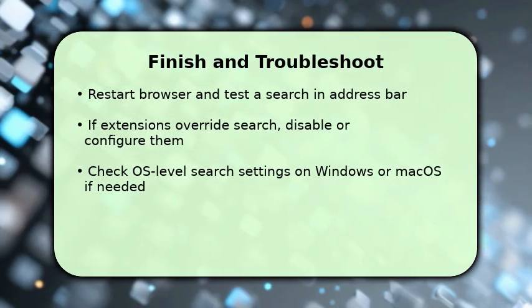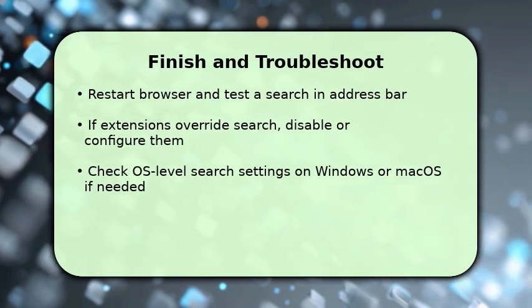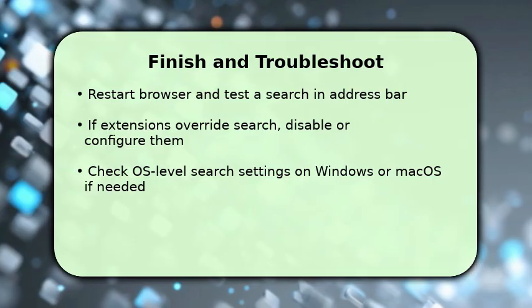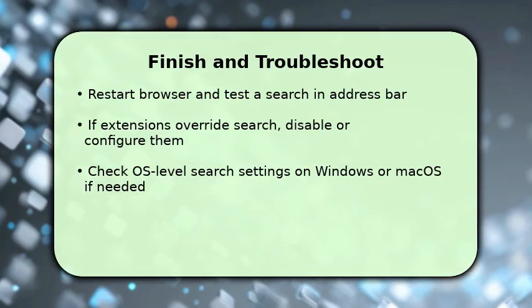Finish by restarting the browser and typing a query in the address bar to confirm Bing responds. You should see Bing search results immediately. If another engine still appears, inspect extensions. Some override defaults, so disable or adjust them and retest.